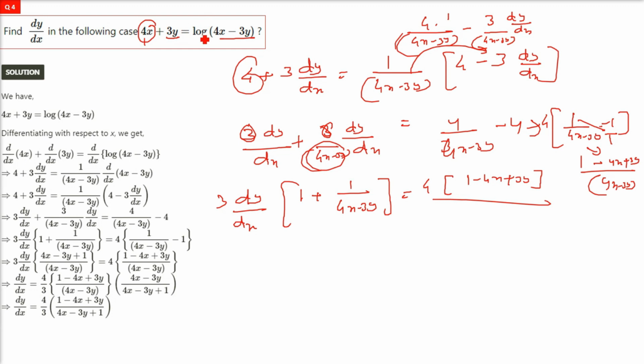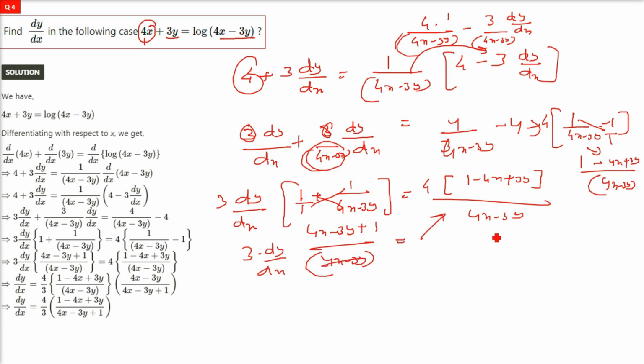And this is 4x minus 3y in the denominator. Now let us do this one also. So it will be 4x minus 3y plus 1 divided by 4x minus 3y, times 3 dy by dx. Right hand side you have this one. So you can cancel these two. So 3 will bring it here. dy by dx is 4 by 3.